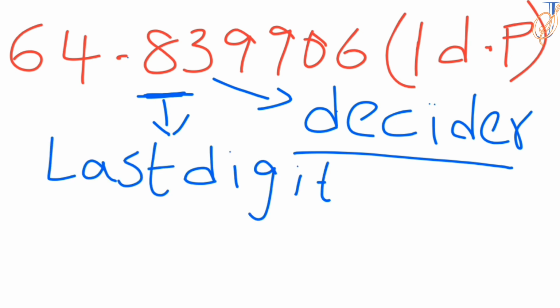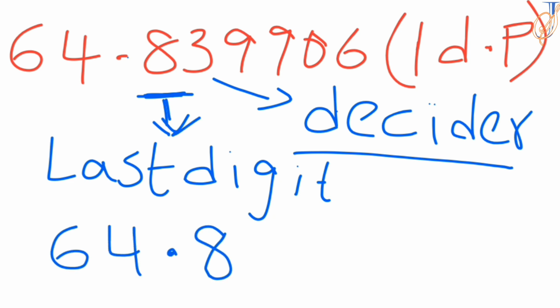If the decider is 4 or less, keep the last digit the same. If the decider is 5 or more, you have to round up the last digit. In this case, our decider is 4 or less. Keep the last digit the same. So that means 64.8. So this is your one decimal point.